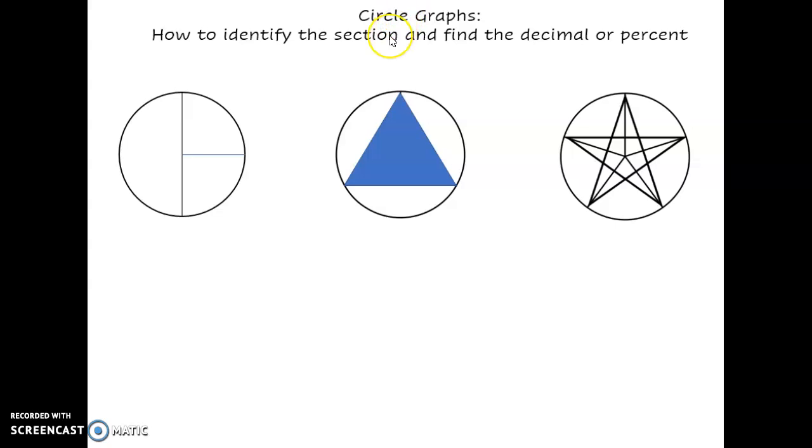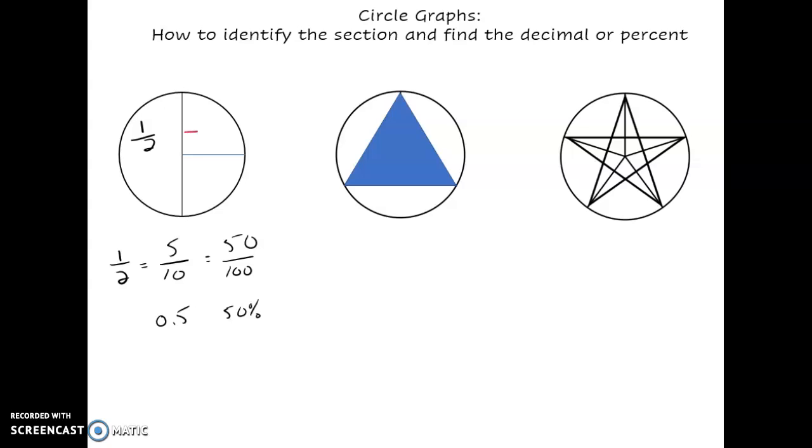Circle graphs. We're going to identify the fraction section and find the decimal or the percent. So first of all, when you have a straight line, it always tells you it is 1/2. And 1/2, if you put it as on the bottom a power of 10, that's a place value, so this would be 5/10 is the equivalency, or 0.5. And then to find the percent, we put it per cent, or per 100. Find the equivalency, this would be 50%.